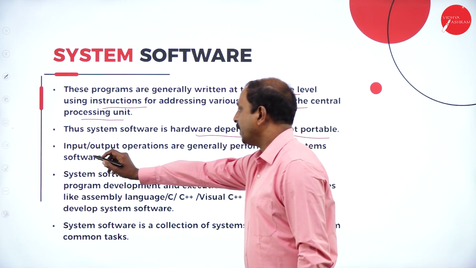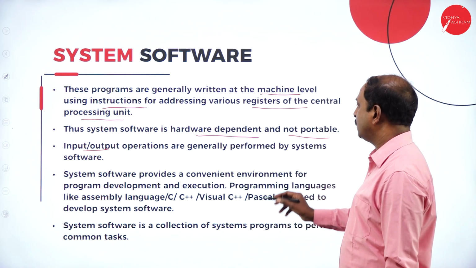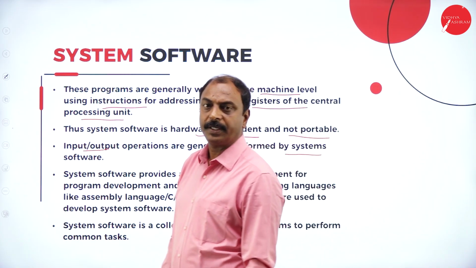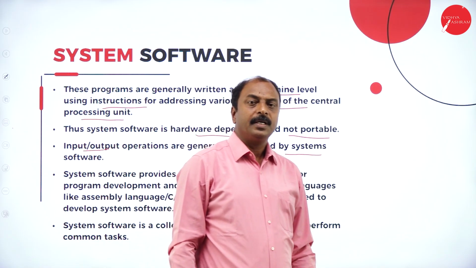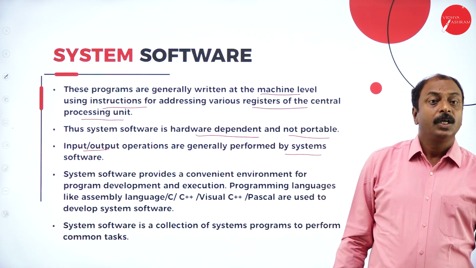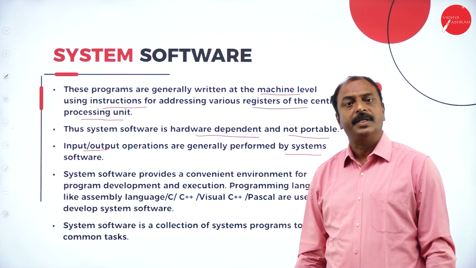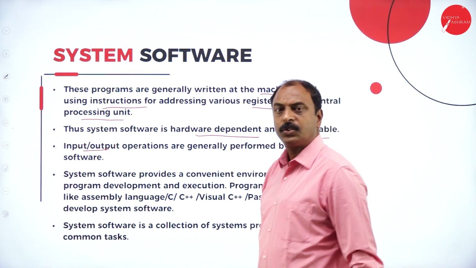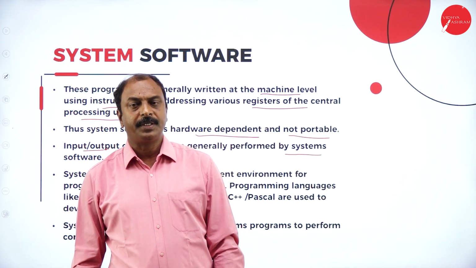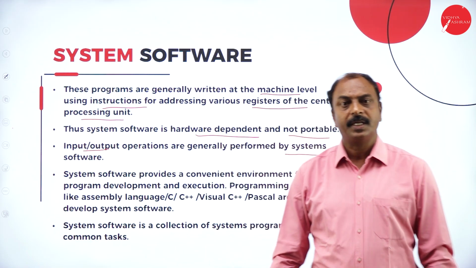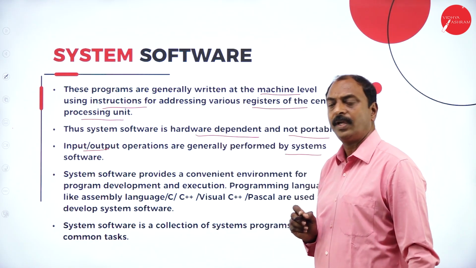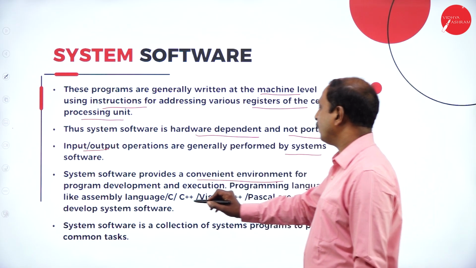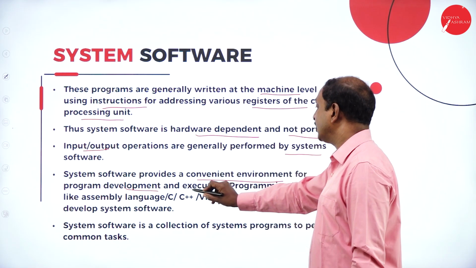And I/O operations, or input and output operations, are generally performed by system software. What are input and output operations? Input is the data we feed into the computer through input devices. Output operation is displaying the result through output devices like a monitor and printer. All these are taken care of by the system software, and it provides a convenient environment for program development and execution.